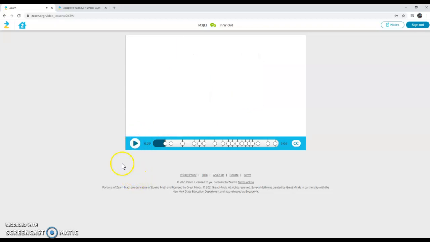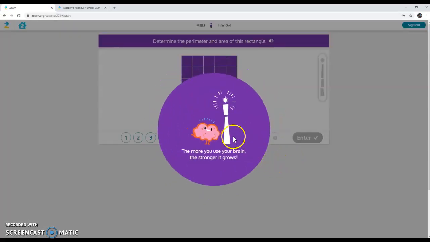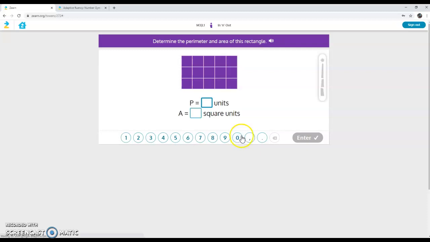After students engage in this guided practice, they are given an opportunity to participate in independent practice, and it's called the Tower of Power. Students will then use what they learned from the video and apply it to this independent practice example. So here it says, determine the perimeter and area of this rectangle, and they'll be able to count the squares, determine the perimeter and the area.